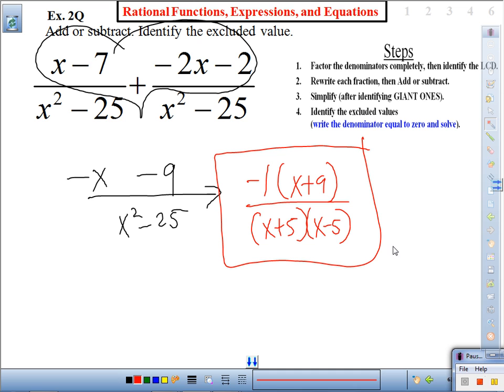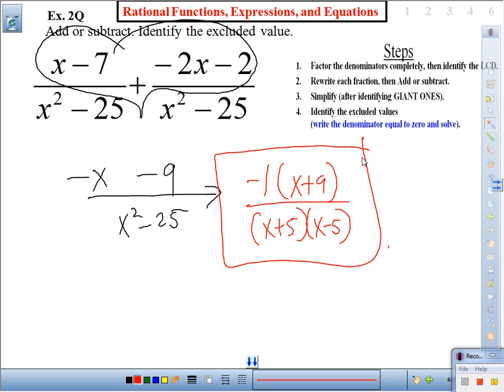All right, did we have a common denominator? Yes, it stays as is. I combine these. I end up with negative x minus 9. The GCF for these two is negative 1, so we have negative 1 times x plus 9. The factors of x squared minus 25 are x plus 5 and x minus 5. Can we identify any GCFs? No, so it stays like that, and we're done.